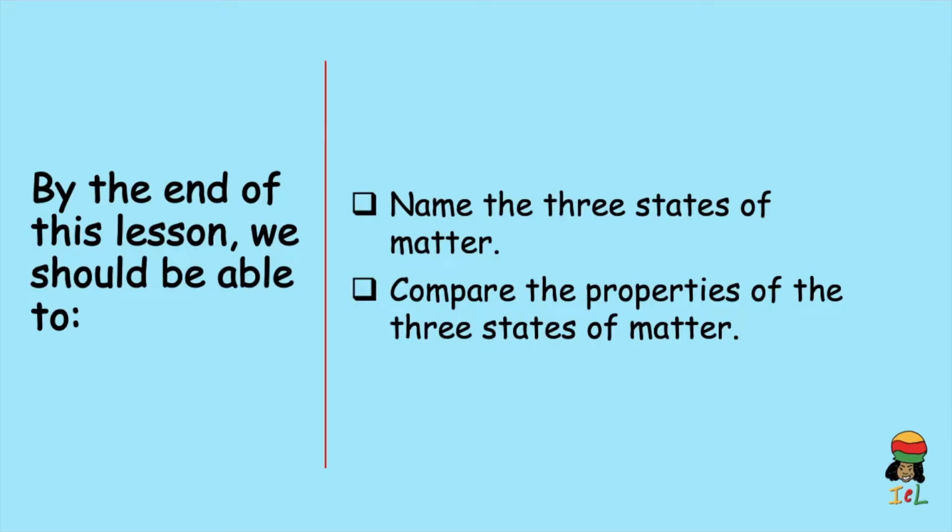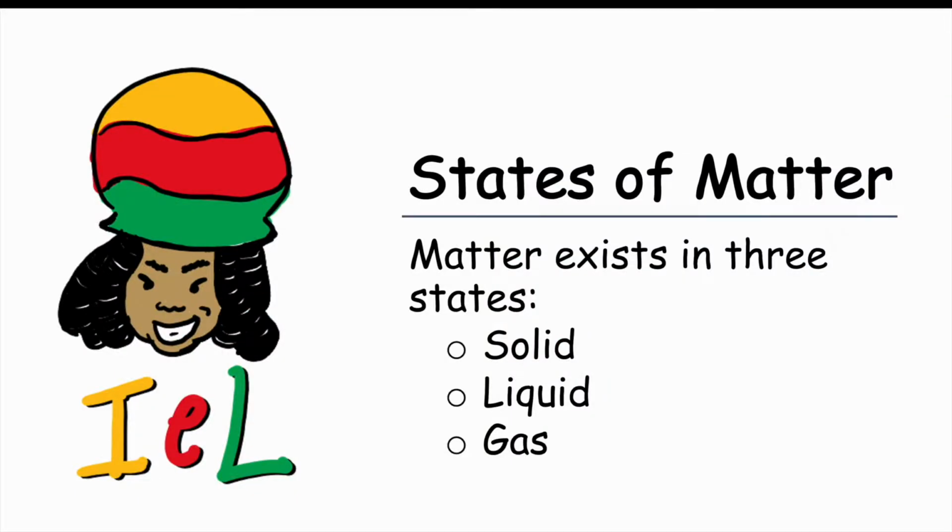By the end of this lesson, we should be able to name the three states of matter and compare the properties of the three states of matter. What are the three states of matter? Matter exists in three states: solid, liquid, and gas.